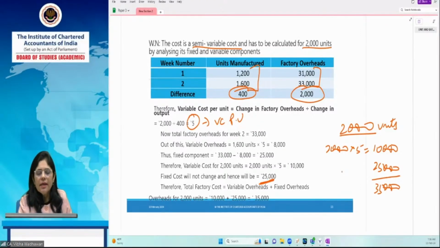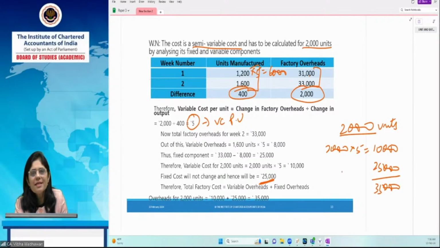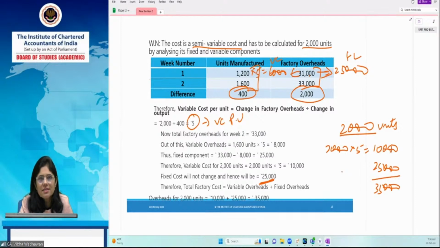Clear? Here, how will you calculate? 5 per unit is variable cost. So 1200 into 5 is variable cost. So out of 31,000, 6,000 is variable. The balance is fixed. So this is variable and this is fixed. Clear? How? Difference in cost divided by difference in units, and it comes out to 5 per unit. So variable cost is 5 per unit. Multiply by units, you will get 6,000. Out of 31,000, 6,000 is variable cost. The balance is fixed cost.